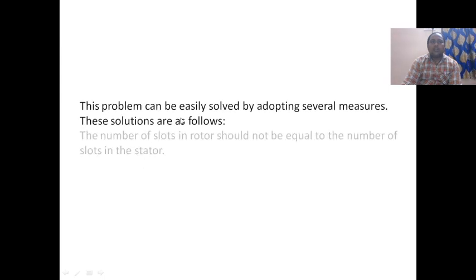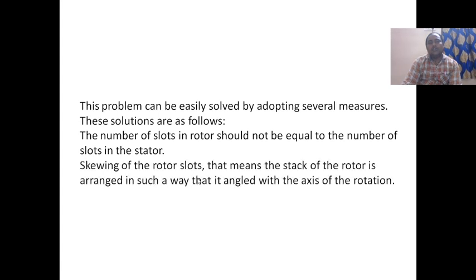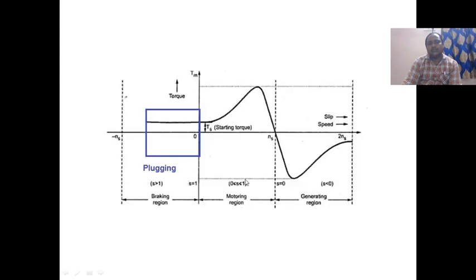This problem can be easily solved by adopting several measures. The solutions are as follows. First, the number of slots in the rotor should not be equal to the number of slots in the stator. Second, skewing of the rotor slots, that means the slots of the rotor are arranged in such a way that they are angled with the axis of rotation.